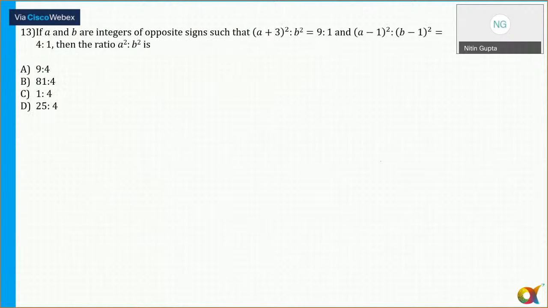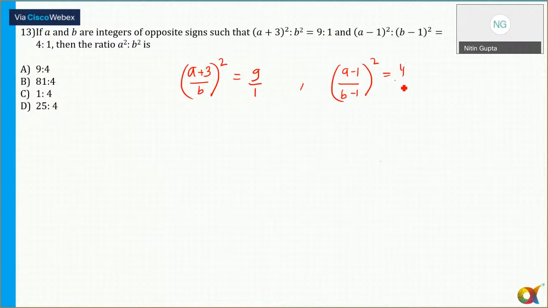Now 13, a very, very interesting question, and I'll tell you my approach here. It says a and b are of opposite signs. So (a plus 3) by b, whole square, is equal to 9 by 1. And (a minus 1) upon (b minus 1), whole square, is equal to 4 by 1. And by solving this, we need to find out the ratio of a square by b square.